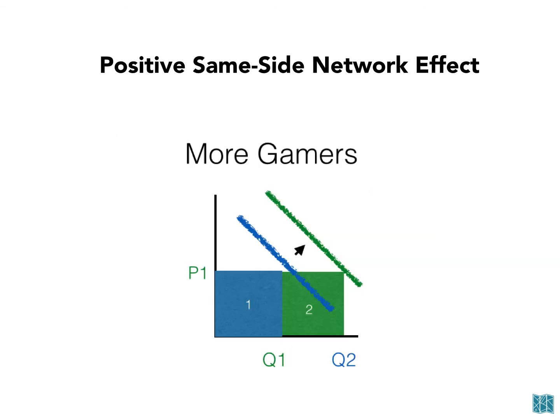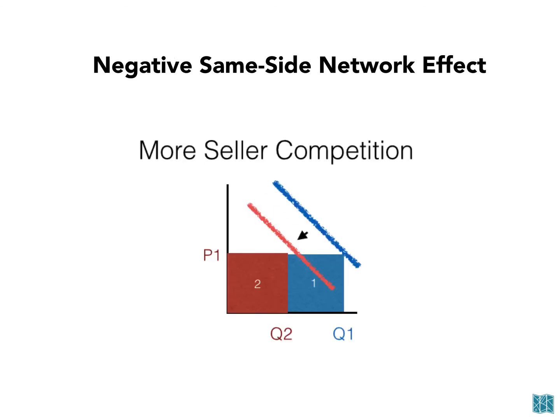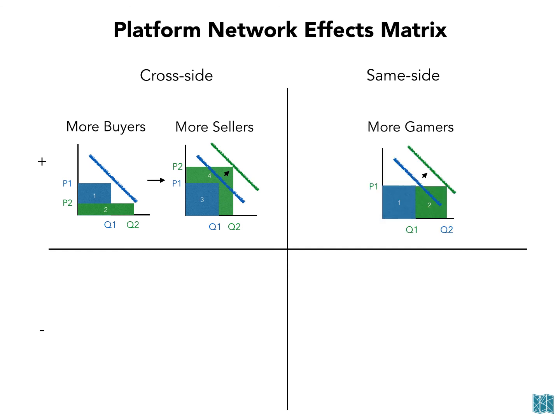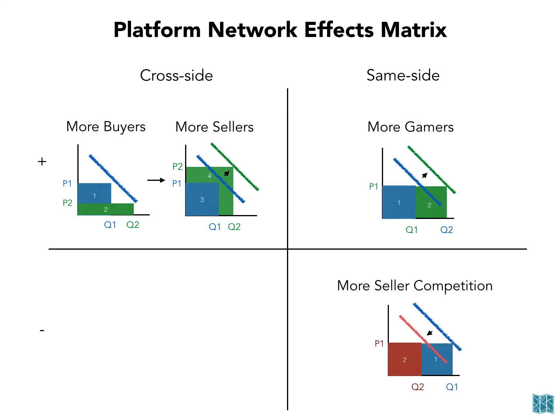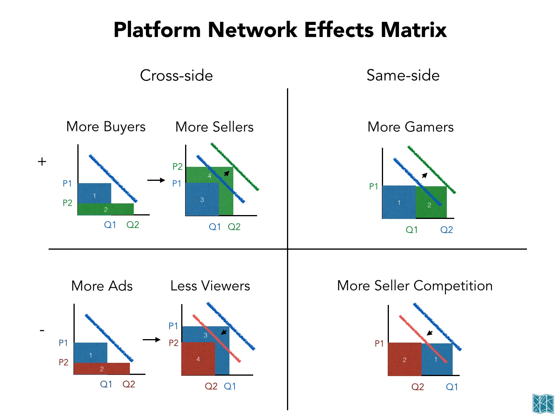And for the same side network effect, if you have more gamers who attract more gamers that they want to play with, then that allows you to make more money. And the same thing for if you have too many sellers selling the same good or service, then they have a lower margin and they're willing to pay less to be on your platform. So we can start to build this mental model of how these types of effects apply broadly.